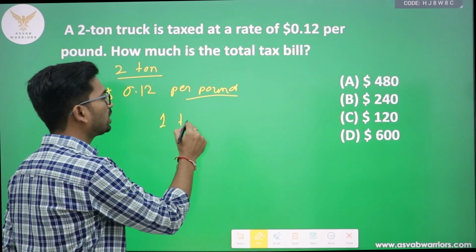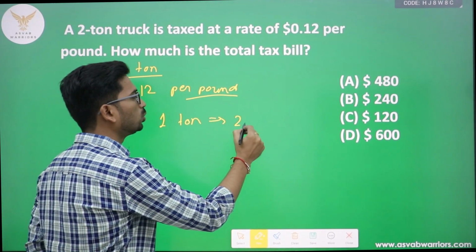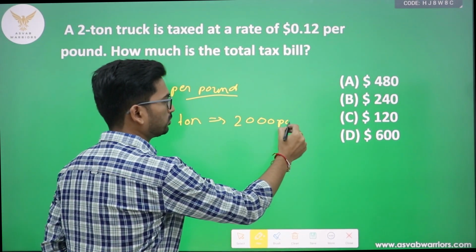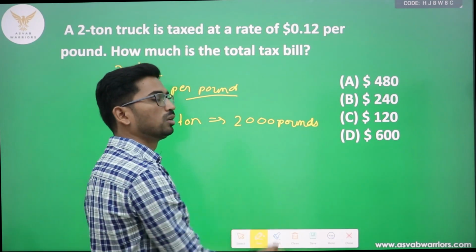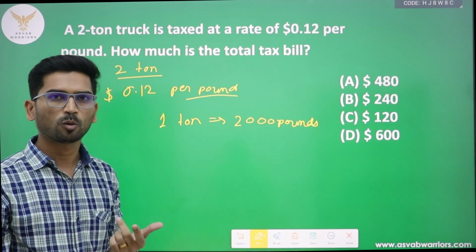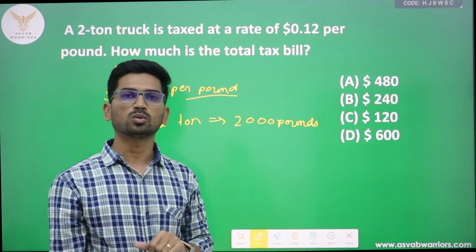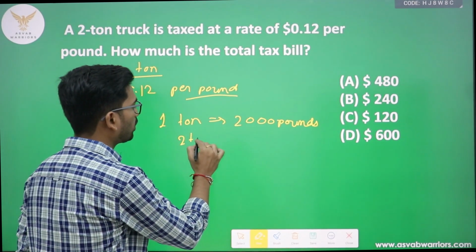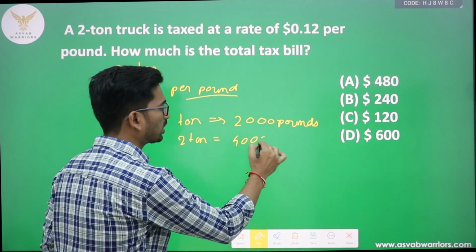We know that 1 ton is equivalent to 2000 pounds, right? 1 ton is equivalent to 2000 pounds. Then obviously 2 tons will be equivalent to 4000 pounds, right?